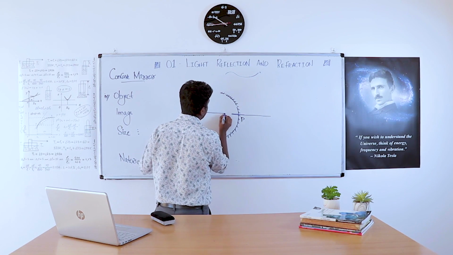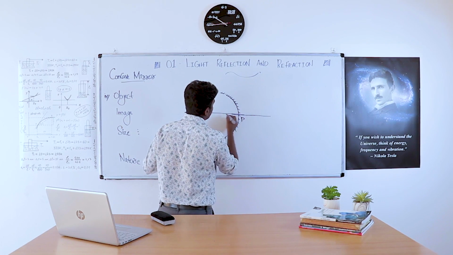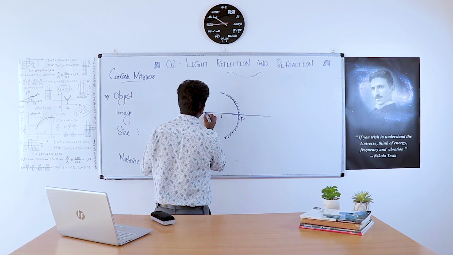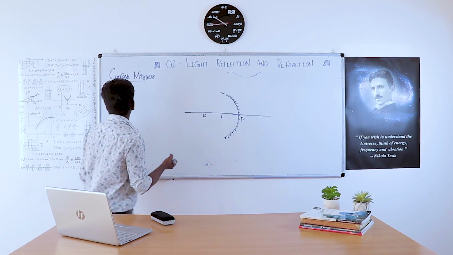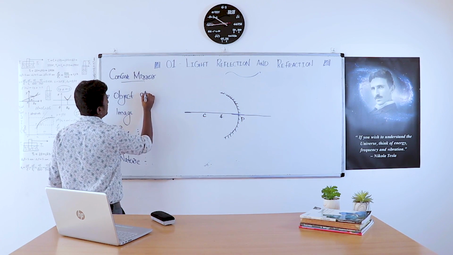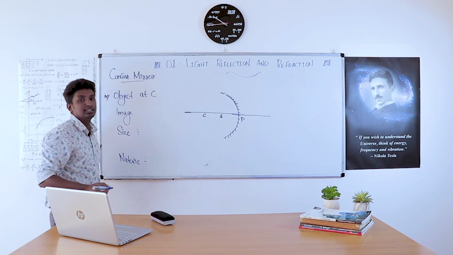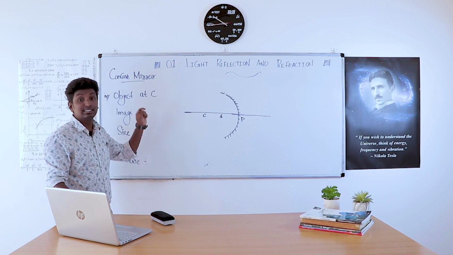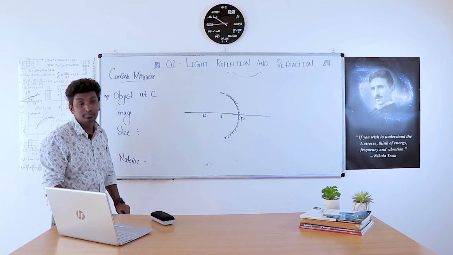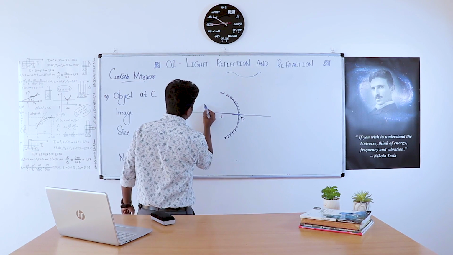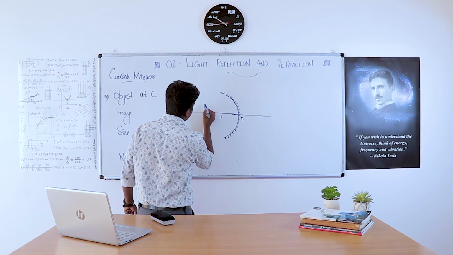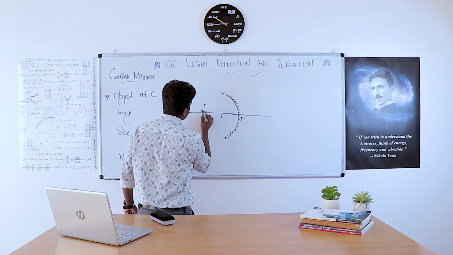Same image we can use for focus and the center of curvature. The fifth case is object at C. Now I am placing the object exactly at C. So this is the object.